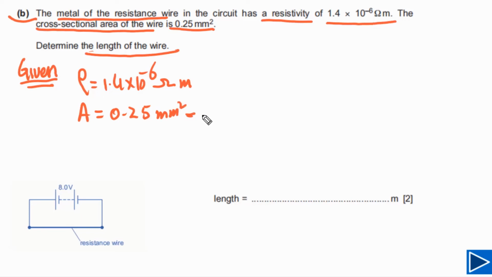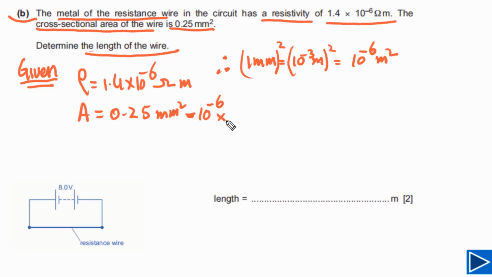But millimeter squared is not an SI unit, so we need to convert this into an SI unit. In order to convert this, we need to understand that 1 millimeter is equal to 10 to negative 3 meters. But for this question, we have millimeter squared, so we have to square on both sides. So in this case, 1 millimeter squared will be equal to 10 to negative 6 meter squared. So we can write down here 10 to negative 6 multiplied by 0.25 meter squared. Simply, you can write this in a proper way: 0.25 times 10 to negative 6 meter squared.